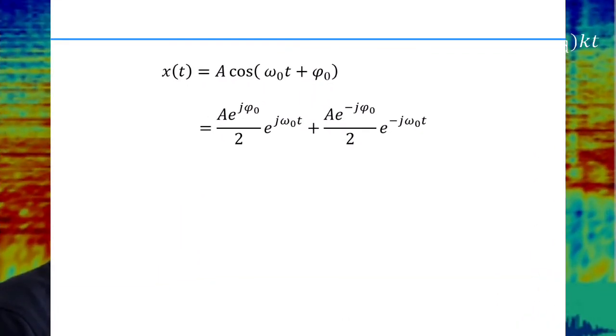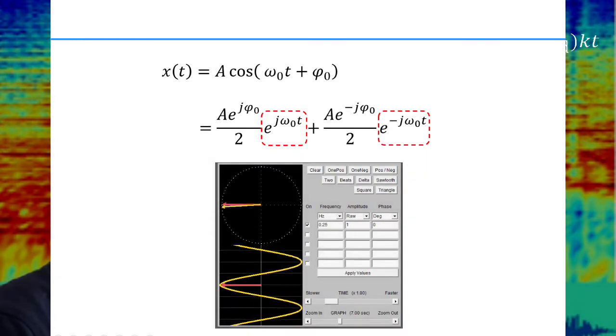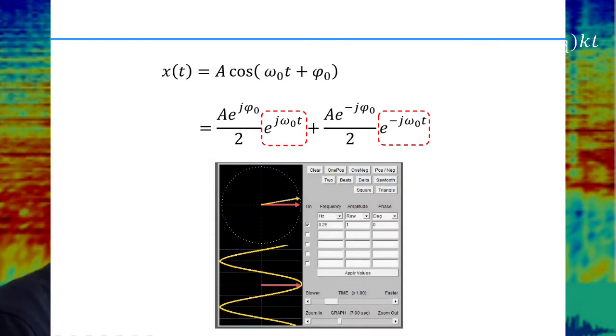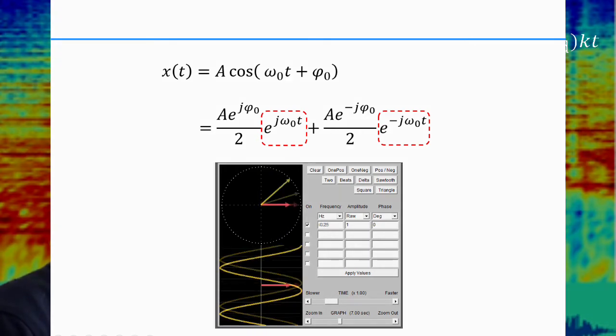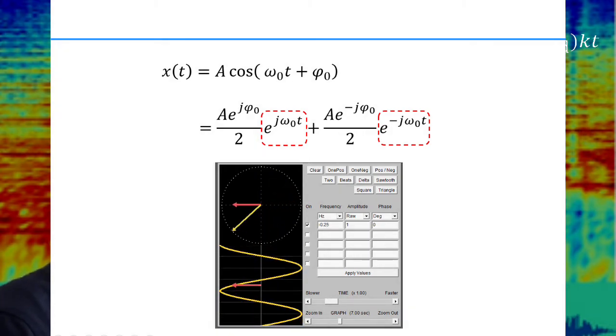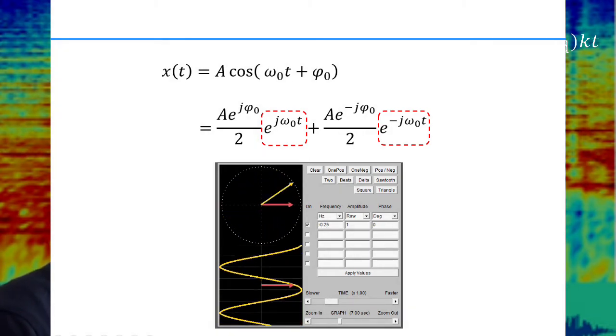It is important to understand the two essential parts of this equation. First, the complex exponentials e to the power j omega 0 t and minus j omega 0 t, which are now functions of time. We can visualize these complex exponentials as so-called phasors in the complex plane. First, e to the power j omega t, for f is a quarter, or omega is 2 pi f, is half a pi. Then for the negative omega, and finally the combination of both.